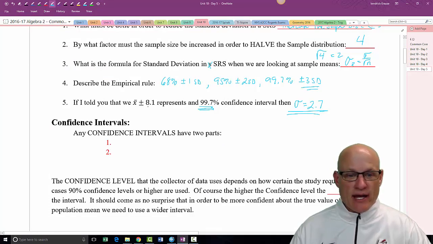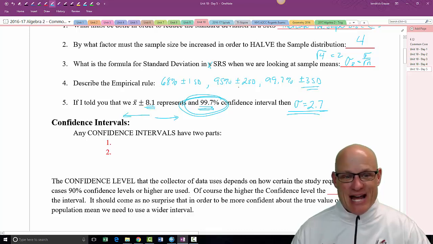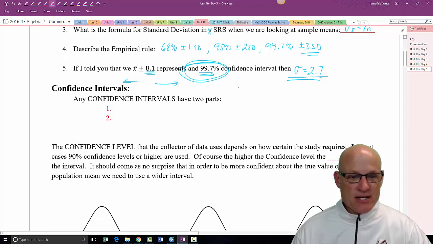Because remember, this is 3 standard deviations. Because it's 99.7, that's 3 standard deviations to the right. So if I divide by 3, 3 standard deviations to the right, 3 standard deviations to the left, that gives me my 99% confidence interval.